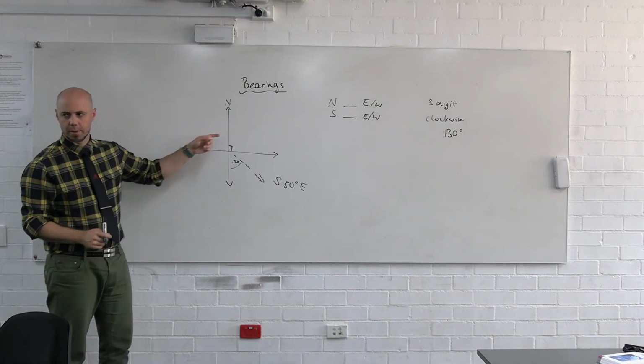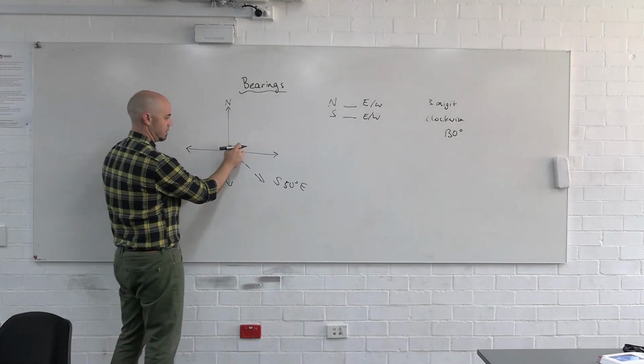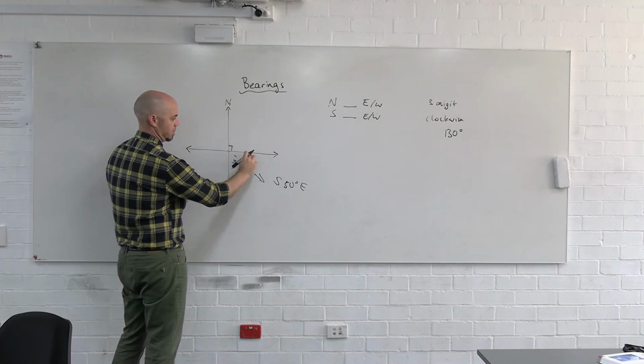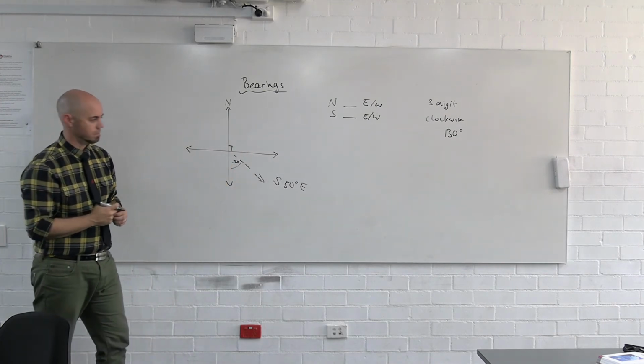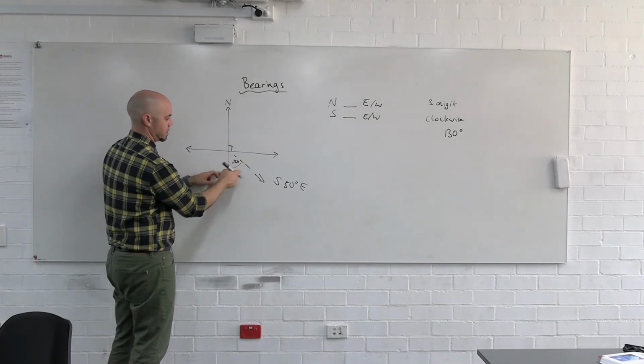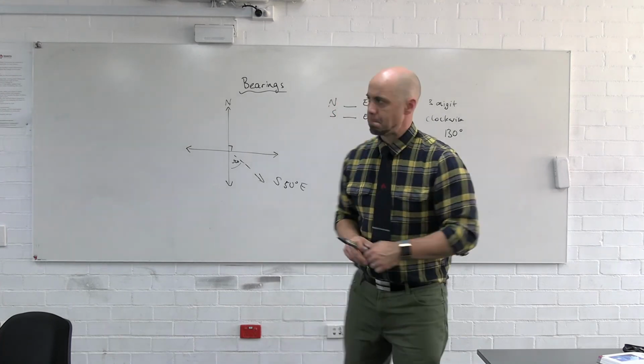How do I get 130, by the way? How do I figure that out? That's 90 there, and if that's 50, that must be 40, so 90 plus 40 is 130. I could have also said, well that's 180 around to here, but I'm 50 less of that, so 180 minus 50 is 130. Think of it that way too.